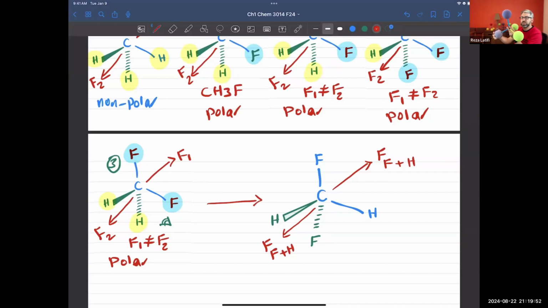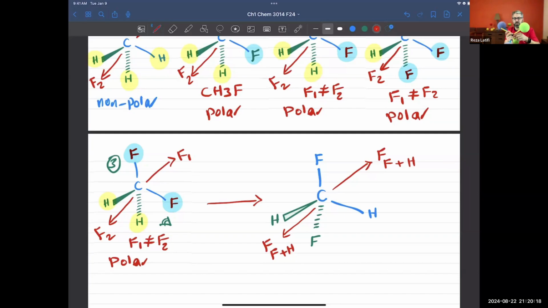Let's turn it that way. So where is the vector for the fluorines? It will be somewhere here, somewhere there, correct? And where is the vector for the hydrogens? For the hydrogens, it will be here. So this one is there, and hydrogens are here.